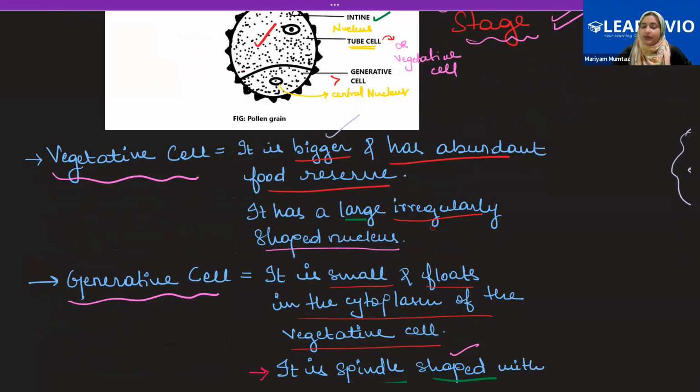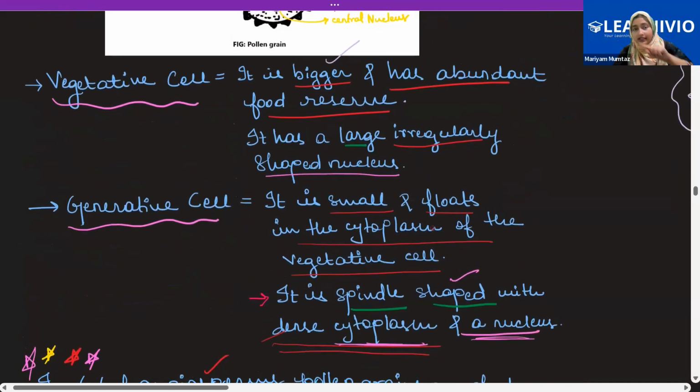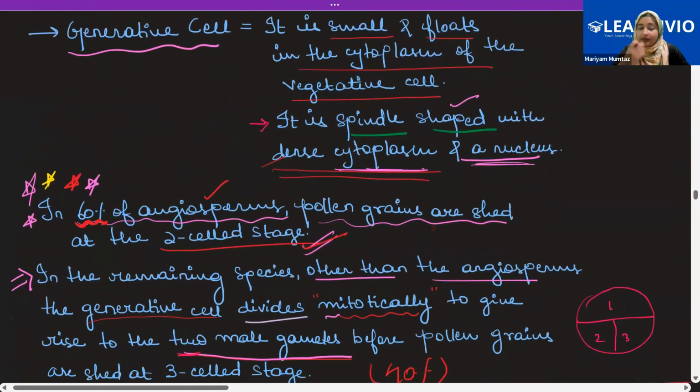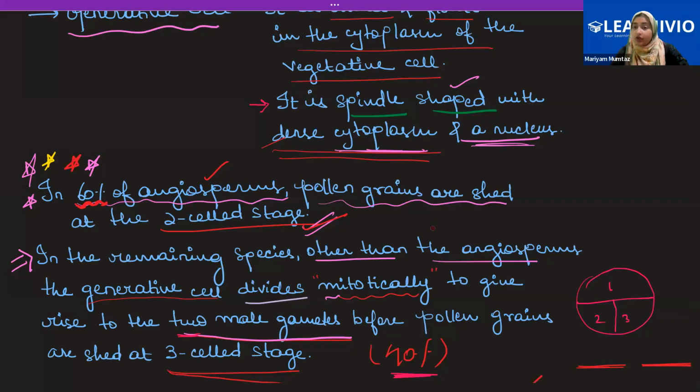Then the smaller one is the generative cell, and it is floating in the cytoplasm of the vegetative cell. It is not entirely round. It is spindle shaped and it has a dense cytoplasm and a nucleus. Now, one of the most important lines that you will ever come across is that in 60% of the angiosperms, meaning in the majority of the flowering plants, the pollen grains will be shed at this two-cell stage, meaning the pollen grain containing the vegetative cell and the generative cell. This is very important to remember.